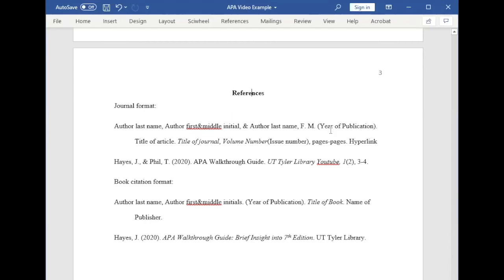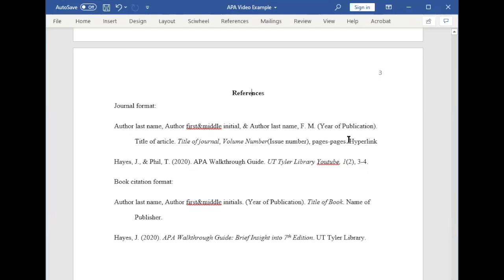A difference between the 7th edition and the 6th edition is that you can have up to 20 authors in the citation for your reference section here. Following the year of publication, you'll need to include the title of the article, then the title of the journal and volume number, both of which need to be italicized, the issue number, which is back to the regular font, and then the pages that the source is from.